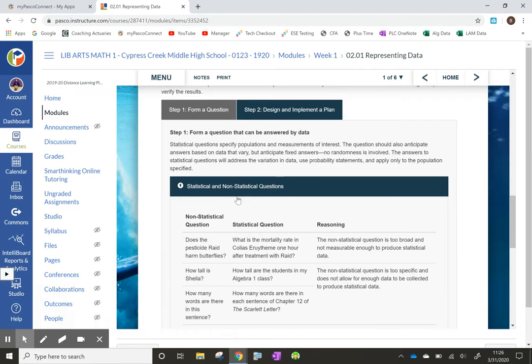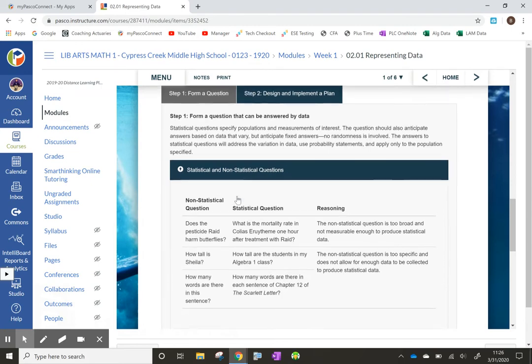So, statistical and non-statistical questions. Let's understand what a good statistical question is. A non-statistical question: does the pesticide Raid harm butterflies? A good statistical question would be: what is the mortality rate in Coleus erythrithium? I'm not a science person. 1 hour after treatment with Raid. Now here's a reason why these 2 questions are different. Why one is bad, one is good.